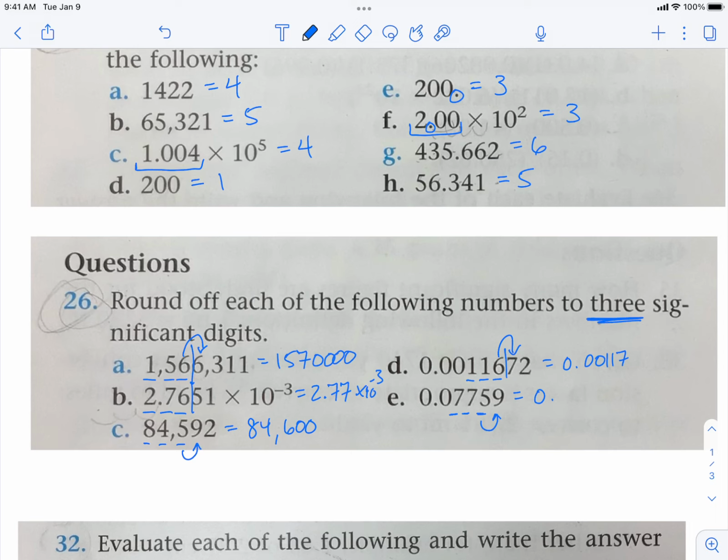the 5. Since there's a 9 there, we are going to round up. So 7, 7, 6 for our answer.